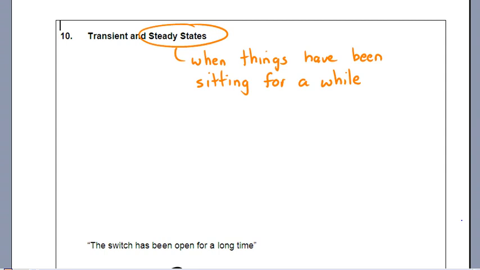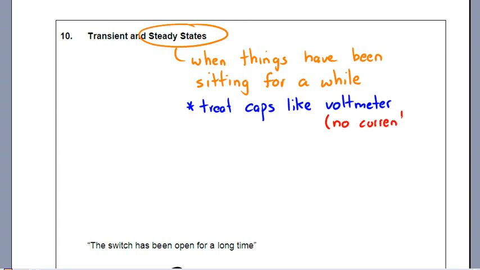When you have that happening, you can treat capacitors like voltmeters. They're going to be a battery with some voltage on them, and they're just going to sit there with some voltage. No current's going to flow in them, and you can just treat them like a voltmeter. So in other words, when things have been sitting for a nice long time, there's no current. Current at the beginning when you're charging it up, but no current now.